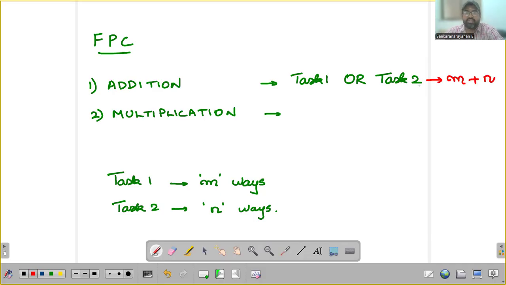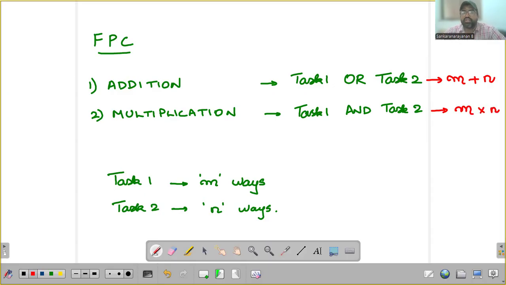Please be aware of this. When I use the logic or, it will be addition. Somebody asks you, in how many ways can I do task number 1 and task number 2? Then the answer will be m into n. You have to go ahead with multiplication in that case. The number of ways you can do task 1 and task 2 will be m into n.